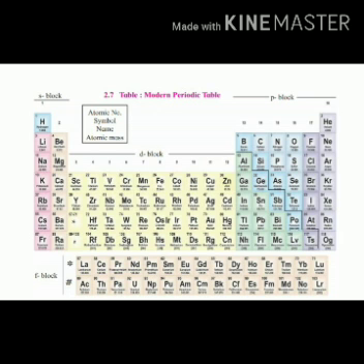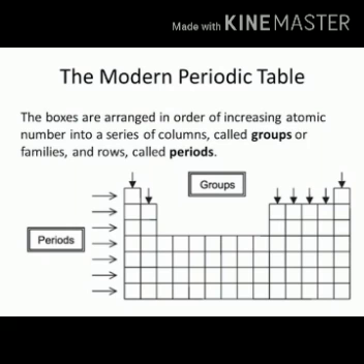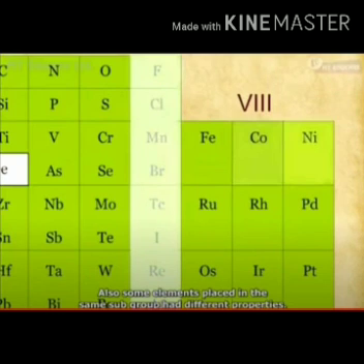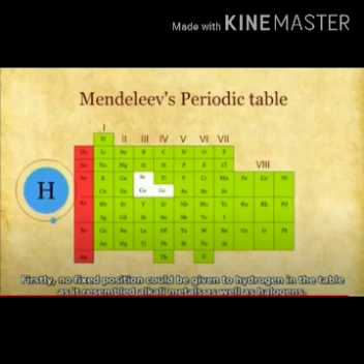Students, you have seen that in the modern periodic table, elements are arranged in accordance with their atomic number. As a result, most of the drawbacks of the Mendeleev periodic table appear to be removed. Still, the position of hydrogen is not resolved even in the modern periodic table.